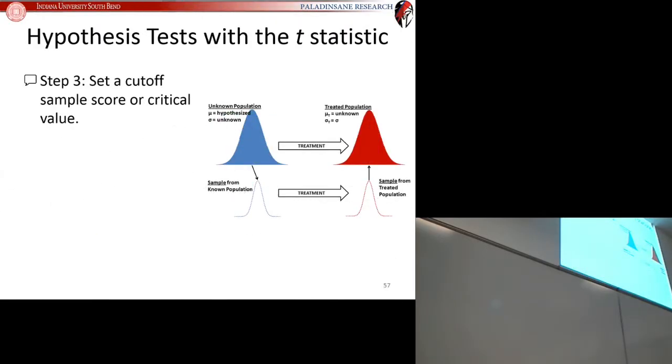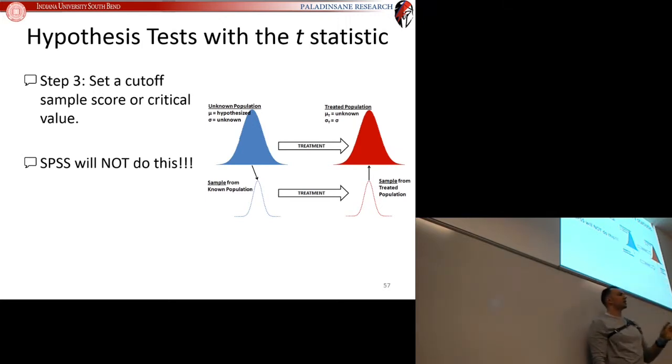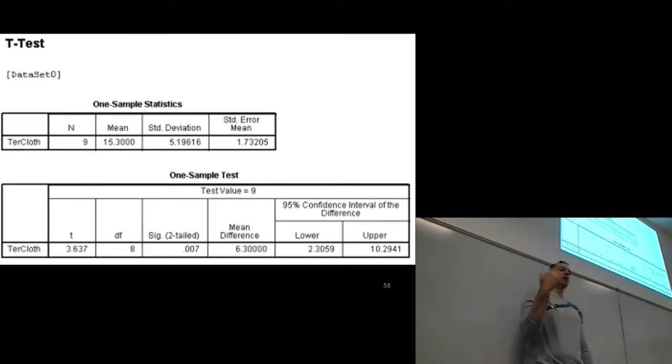All right, next one. Set a cutoff score, sample score, or critical value. SPSS will not do this for you. So be aware that this is the one piece of information that SPSS will not give you in your output. That doesn't mean it's not going to help you a little bit, but you are going to have to do some work on your own. It will help you though, because it does give you the degrees of freedom. So remember that you need to know the degrees of freedom for your comparison distribution, because it's a t distribution and it changes shape depending upon the degrees of freedom.